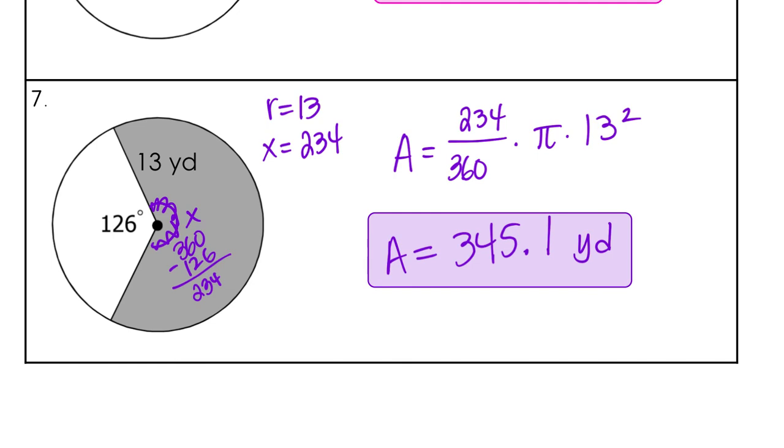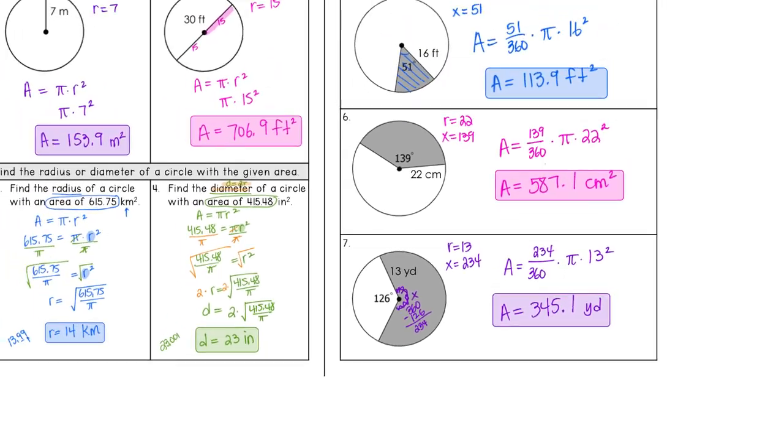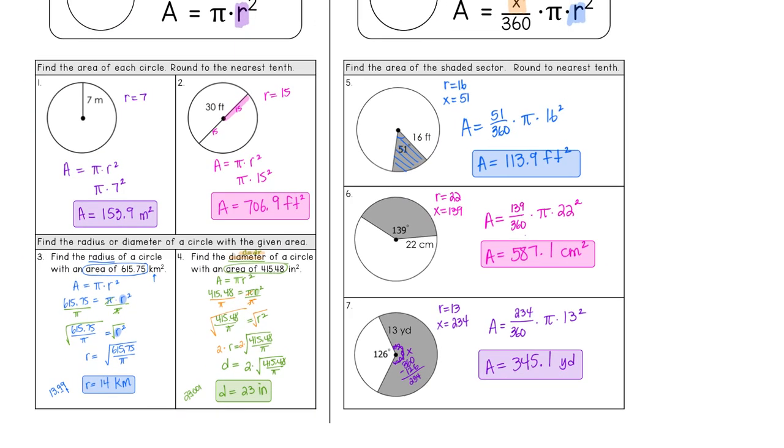Okay, so the only difference between sector area and just regular area is adding this fraction to the front, x over 360. And that x has to be the angle of the shaded in area.